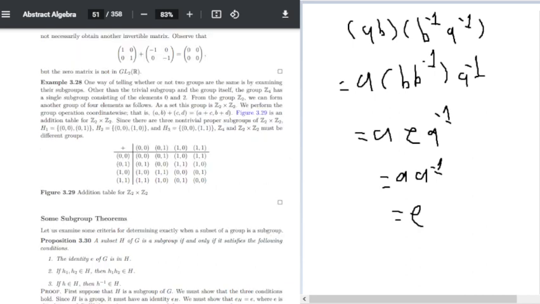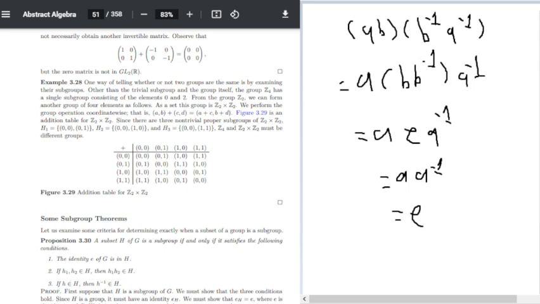Example 3.28. One way of telling whether or not two groups are the same is by examining their subgroups. Other than the trivial group and the group itself, the group Z4 has a single subgroup consisting of the elements 0 and 2. From the group Z2, we can form another group of four elements as follows. As a set, this group is Z2 times Z2. We perform the group operation coordinate-wise. That is, (a, b) plus (c, d) is equal to (a plus c, b plus d).